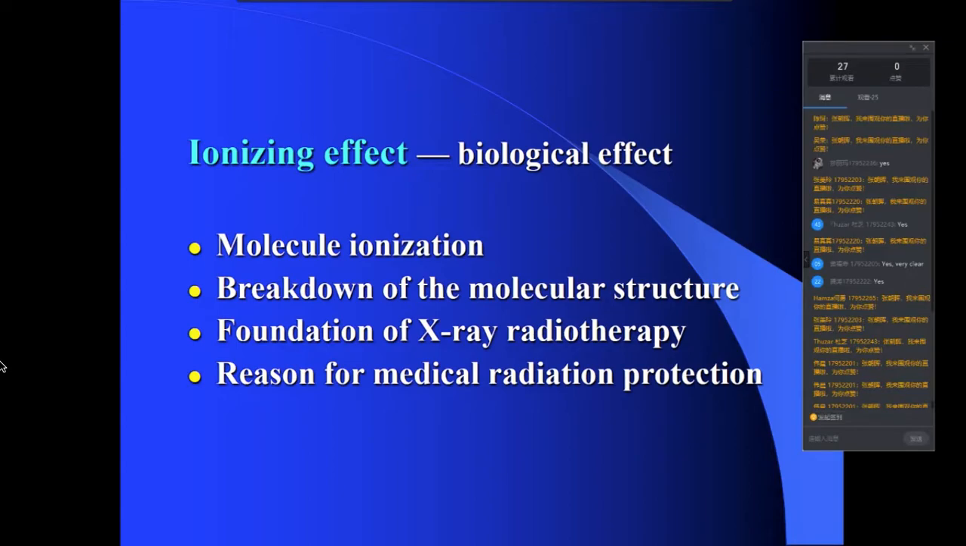The fourth characteristic of X-ray is the ionizing effect with biological effect. In short, X-ray can make molecules ionized and break down the structure of molecules. The ionizing effect of X-ray is the foundation of X-ray radiotherapy and also the reason for medical radiation protection. It's harmful to the human body. So the ionizing effect of X-ray is also the reason for medical radiation protection.